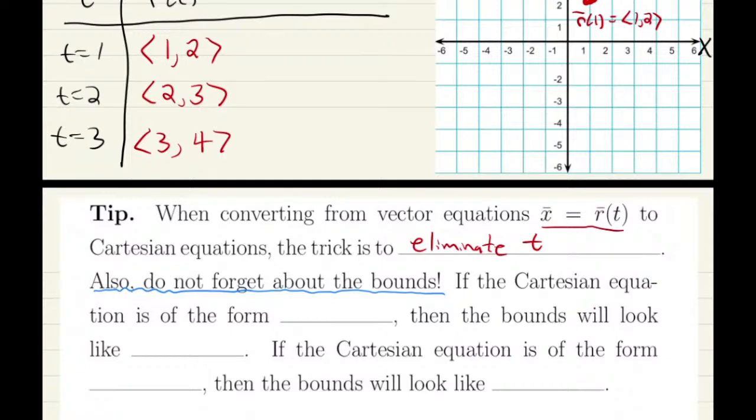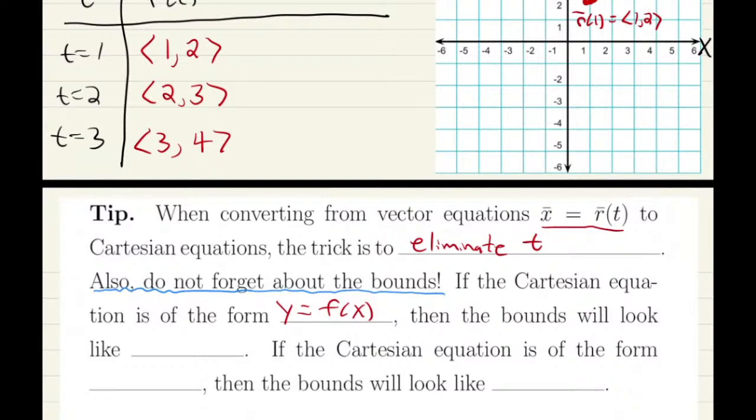But also, don't forget the bounds. The Cartesian equation will also have some bounds. I'll show you in a second. If the Cartesian equation is of this form, this is probably the nicest form you're going to see, where y is equal to a function f of x, this is when the curve passes the vertical line test. When you sketch it out on the xy plane, it passes the vertical line test.